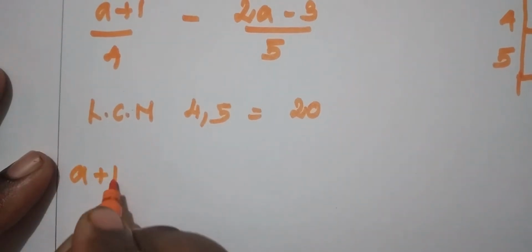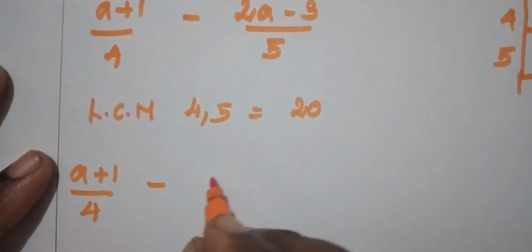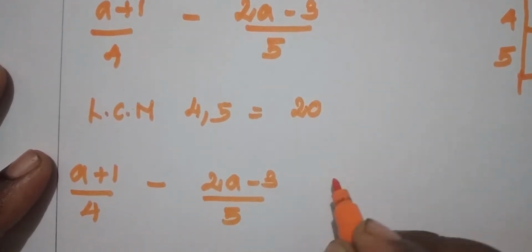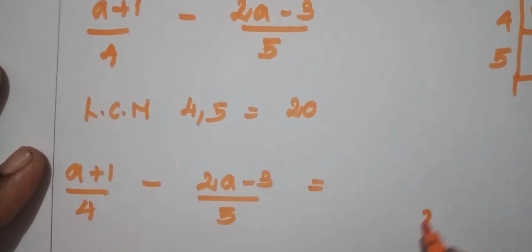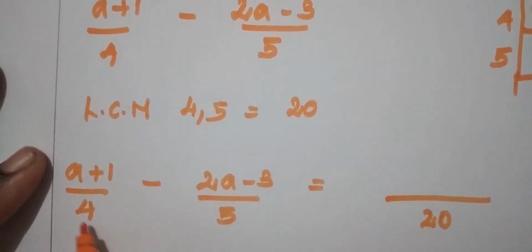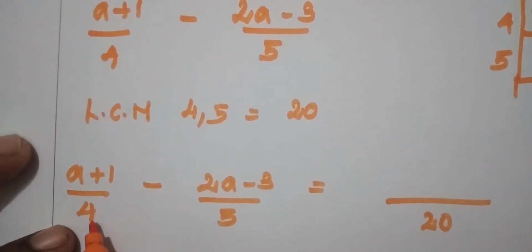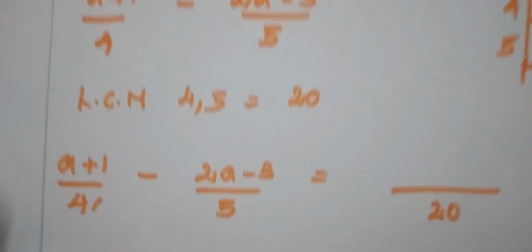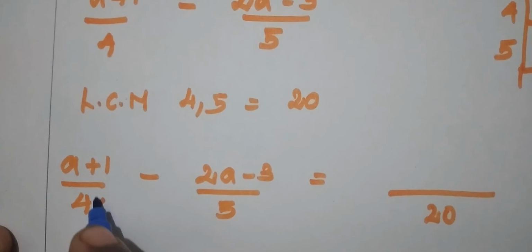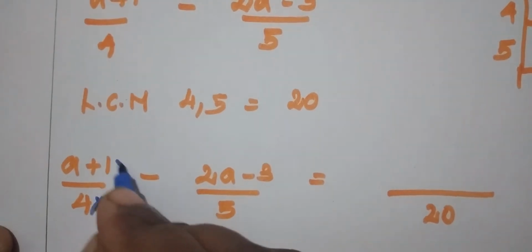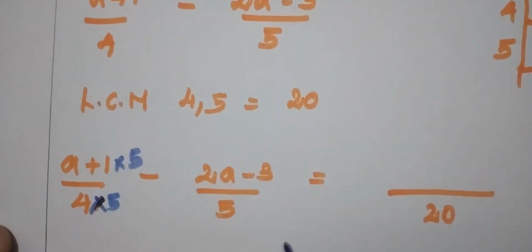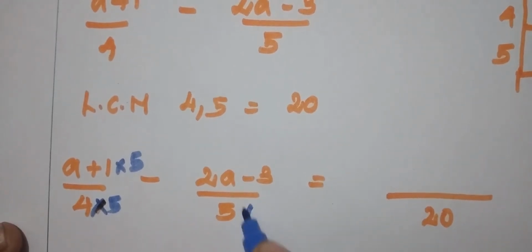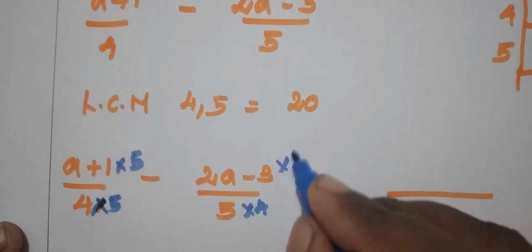Now a plus 1 by 4 minus 2a minus 3 by 5 is equal to, here the LCM is 20. Here the denominator is 4. So you should multiply the number by 5 to get 20. So multiply the numerator as well as the denominator by 5. Here the denominator is 5. So you should multiply by 4 to get the number 20.